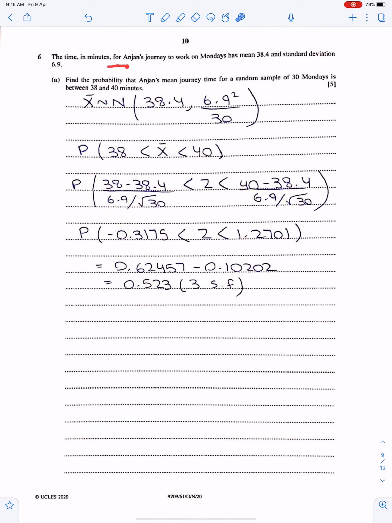The time in minutes for A's journey to work on Mondays has mean 38.4 and standard deviation 6.9. Find the probability that A's mean journey time for a random sample of 30 is between 38 and 40. Since the sample size is large, X bar is approximately normal according to CLT. So this is the mean and this is the variance. Convert this into the form of z: 38 is here, this is mu, and the square root of this is here. You know how to find this. You can use a calculator or a table. You have a choice. And that's the answer up to 3 significant figures.